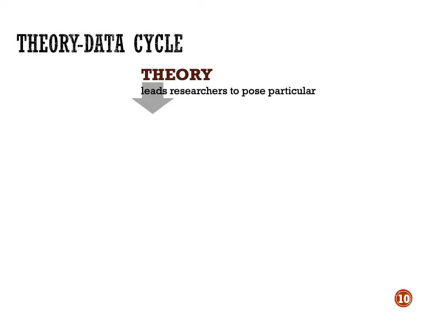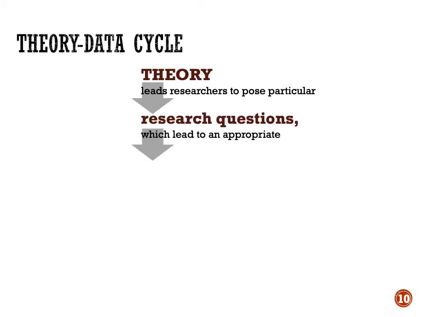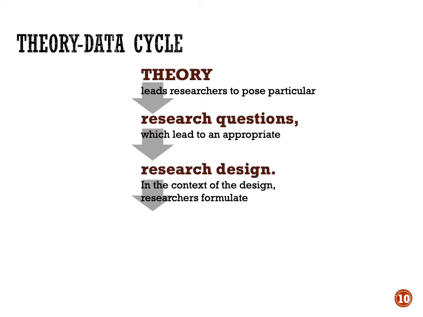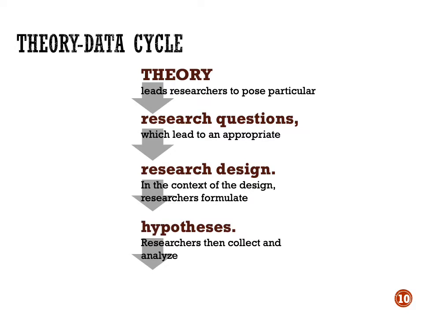So a theory leads a researcher to pose some questions. You come up with questions based on your theory, and that's going to lead to a research design. The research design should be specifically tailored to answer the specific questions that you have. In the context of the research design, researchers then formulate hypotheses. Hypotheses are a scientifically based understanding of what is going to be the results of this research design. And then researchers collect and analyze their data, and then that feeds back into the cycle.